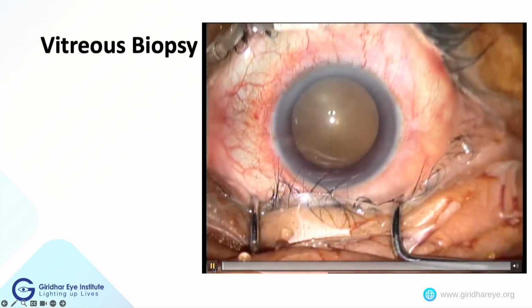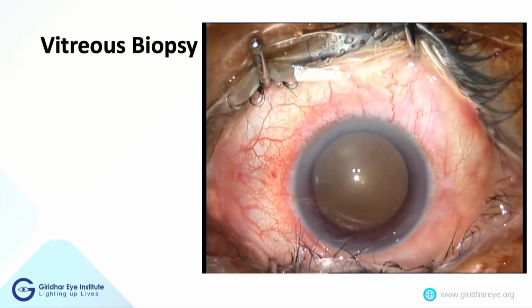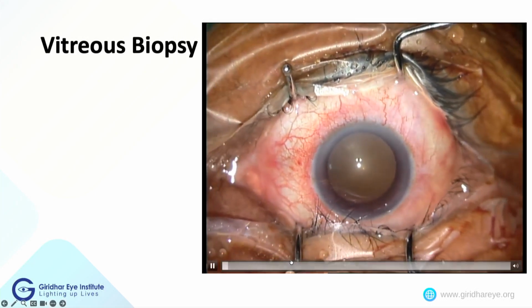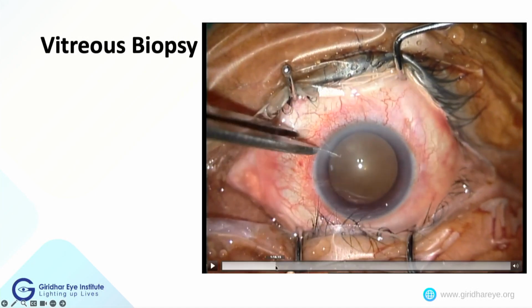A vitreous biopsy is a simple procedure. You can do it single port with 23 gauge. You don't even need suturing. So this is an old picture.